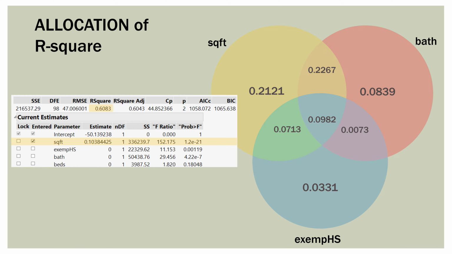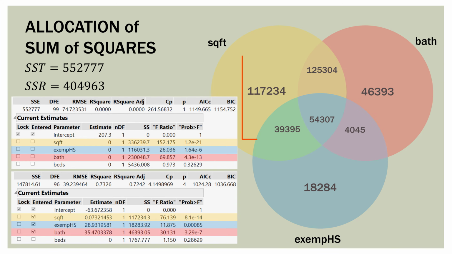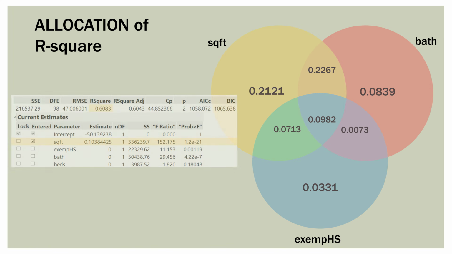Now in the output screenshot over here on the left, I've highlighted the R square and the sum of squares for square footage. So how do we match that with what we see over here on the right? Well, remember that what we see down here in the output is the contribution of square footage by itself. So if we add up the sum of squares, 336,239, or 240 if we round up, from the previous slide, let me go back. So if we add up everything in this yellow circle, so 117,234, 125,304, 54,307, 39,395, add those all up, and we will get a sum of squares of 336,240.